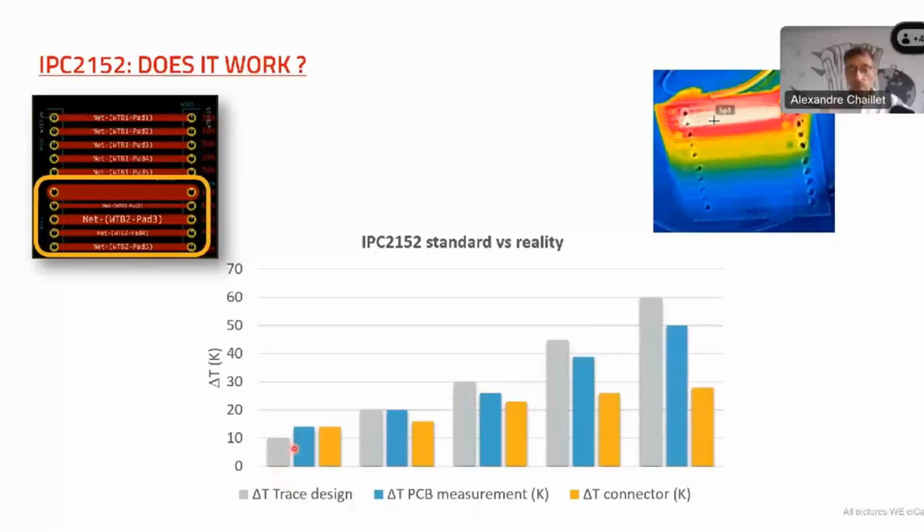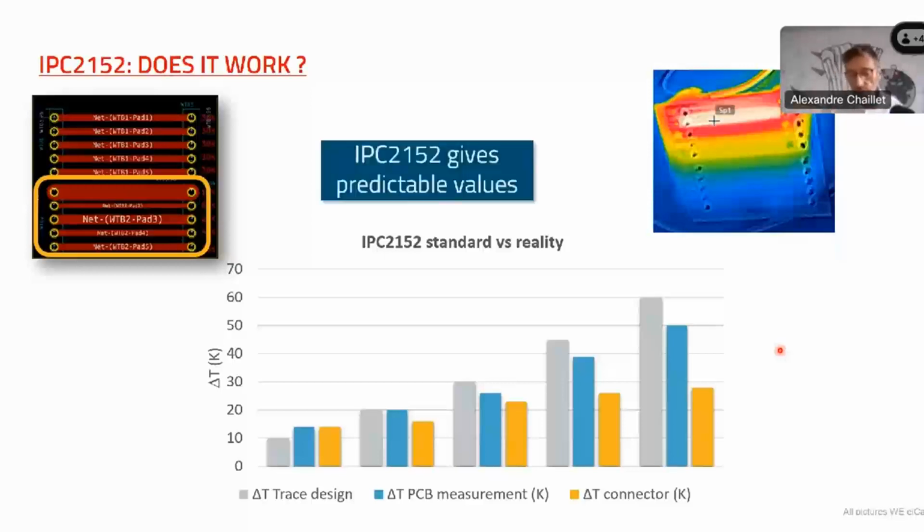So first, what you can see is that this is not so bad. This is really close to what is planned by the IPC 2152. So this IPC gives predictable values. One more thing you can see is that the connector is always cooler than the trace. What does it mean? It means that the connector is designed to heat not so much, to limit the temperature rise, always. So the connector in that case will play the role of a trace cooler, and you will see that wire does the same.